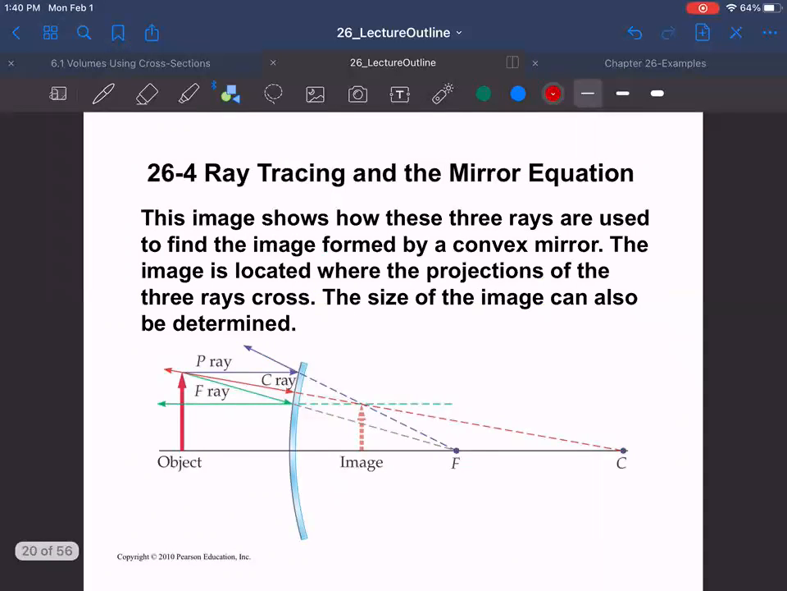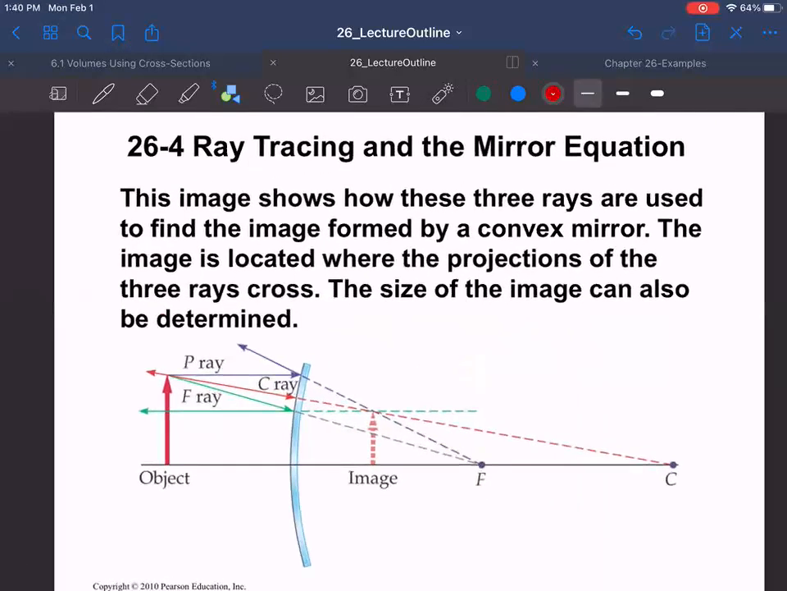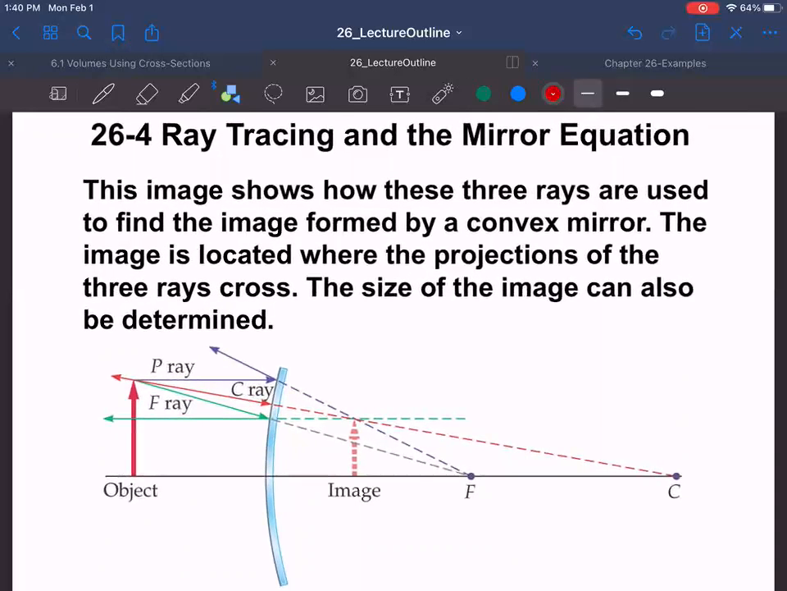So let's take a look here. Here, we can see we've got some ray tracing going on. What kind of a mirror is this? It says it in there, but don't look. I can't cover it up with my hand. I started to. What is it? Convex, right? It's bowed outward. It's not the caved in one. It's the convex mirror. So here, it's a little different.